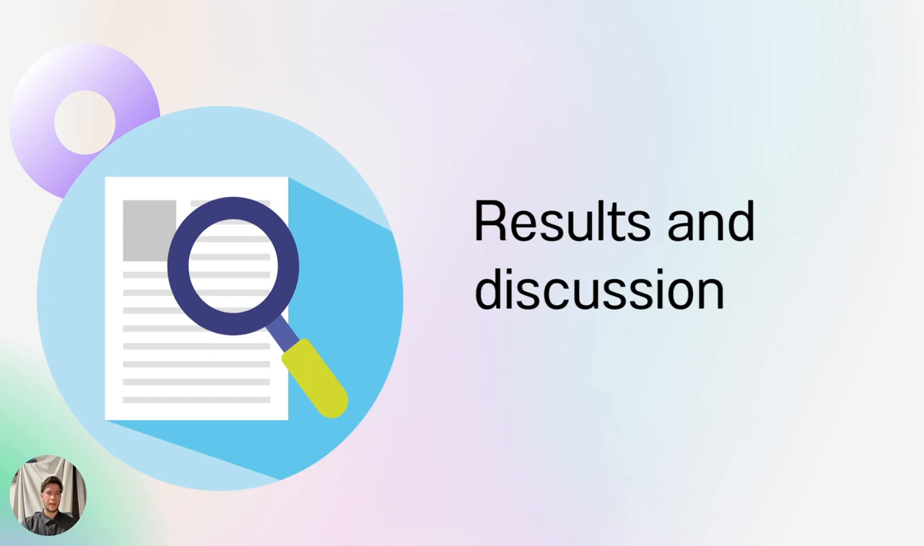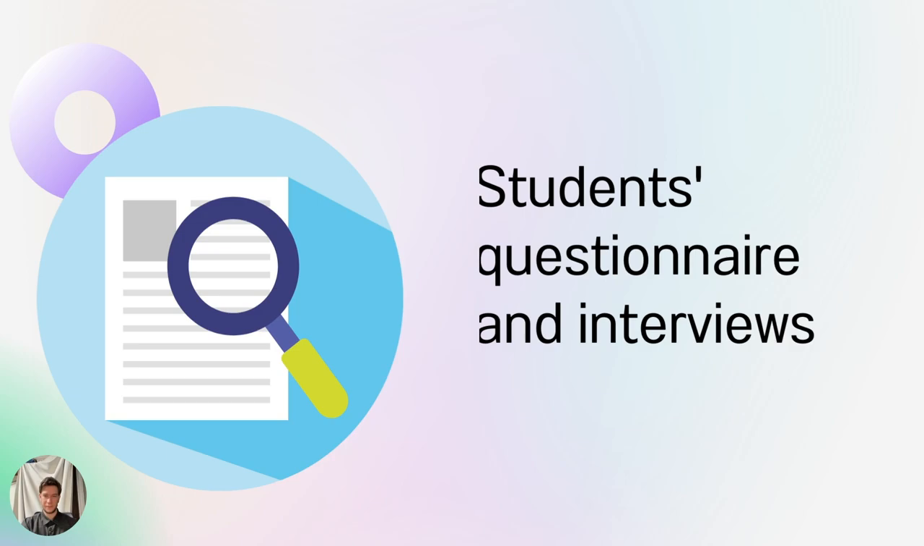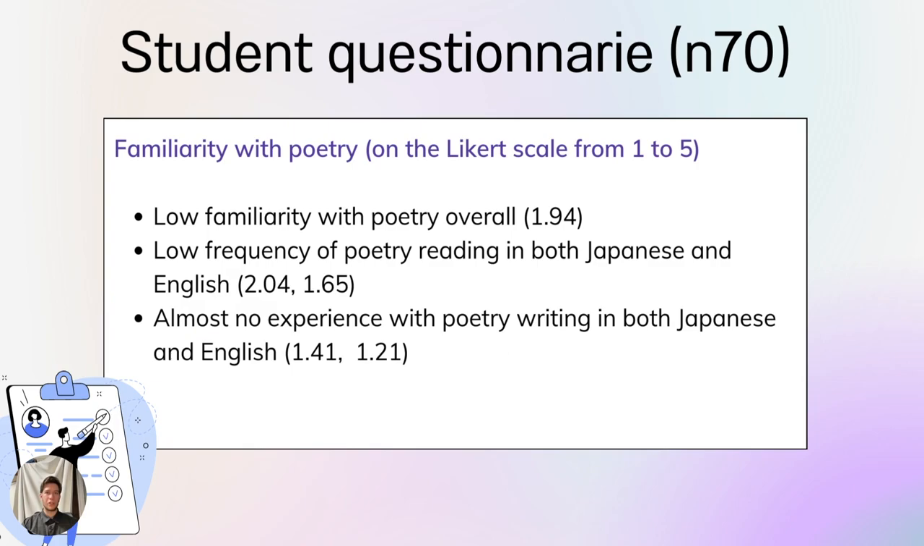Now, let us move on to the next point, results and the discussion of possible implications of this study. We will start with the students' questionnaire and interviews. The student questionnaire collected 70 responses from the students, and most of the questions were based on a Likert scale from 1 to 5. The first section was about familiarity with poetry, and as you can see, familiarity of students with poetry is quite low. As for the frequency of poetry reading and writing, it is also low, especially the frequency of poetry writing, and especially of poetry writing in English.